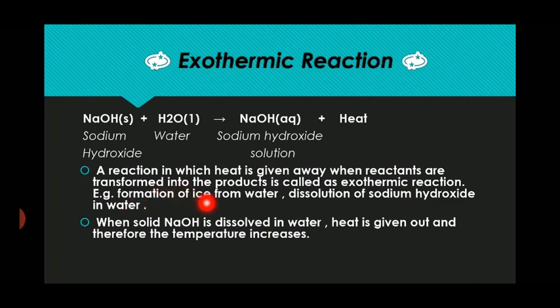Now here one more example. When solid NaOH is dissolved in water, heat is given out, and therefore the temperature increases. So in exothermic reactions, heat is released. It is given outside of the reaction. So that is known as an exothermic reaction.